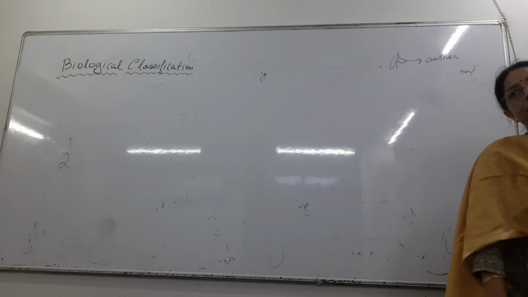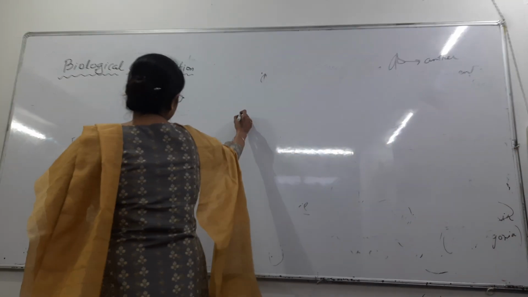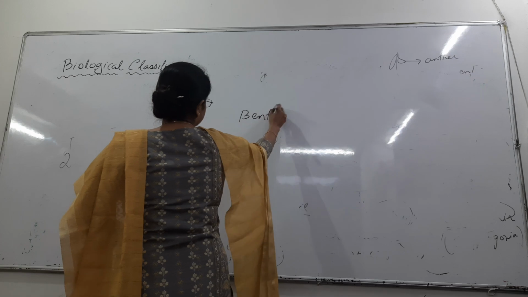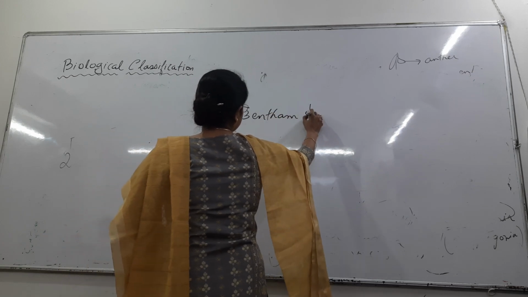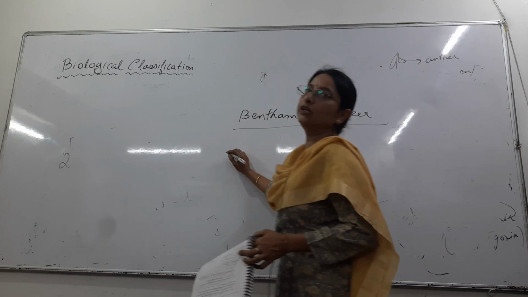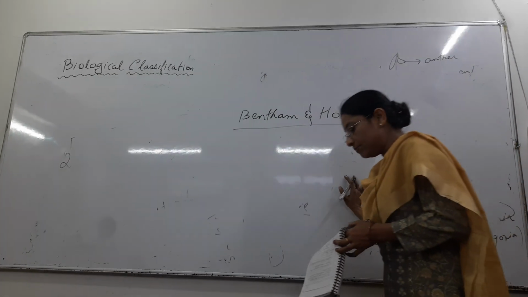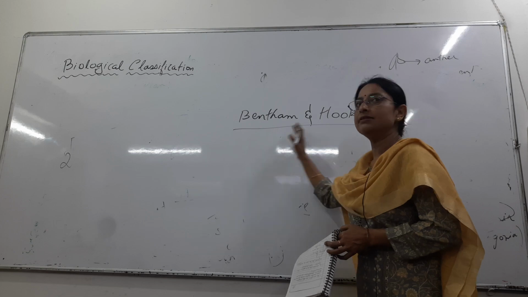Next, the next scientist, George Bentham and Joseph Dalton Hooker. So write it in short format. Bentham and Hooker. There is no need of reading the entire name. Okay. So we will be talking about Bentham and Hooker, obviously two different workers.